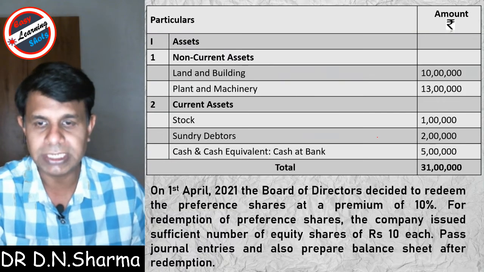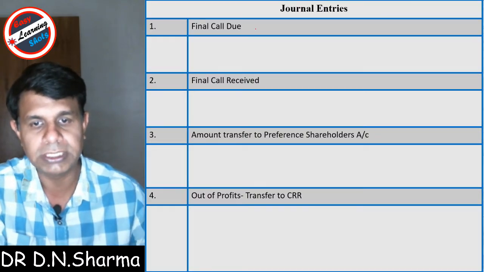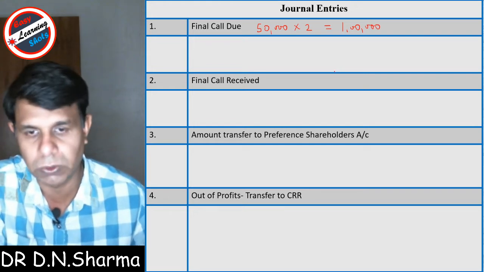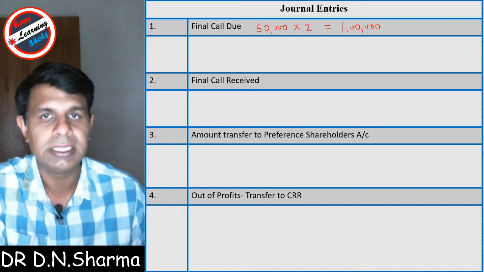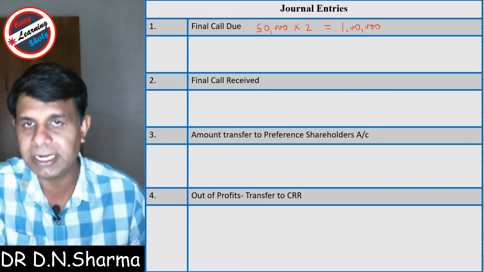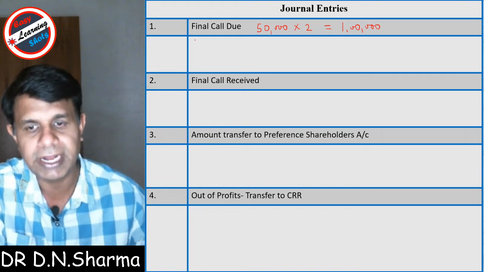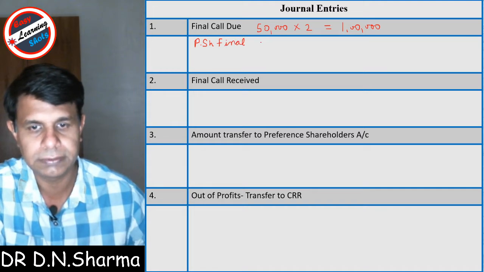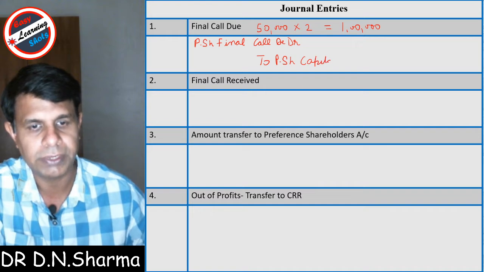So when we pass the general entries of the final call, here the final call is due on 50,000 shares at the rate of rupees 2 per share. So the company dues rupees 1 lakh and receives rupees 1 lakh from the final call from its shareholders. When the company dues the final call, the call account is debited and share capital account is credited, and our entry is preference share final call account debit to preference share capital account. Now here we due the final call with the amount of rupees 1 lakh.